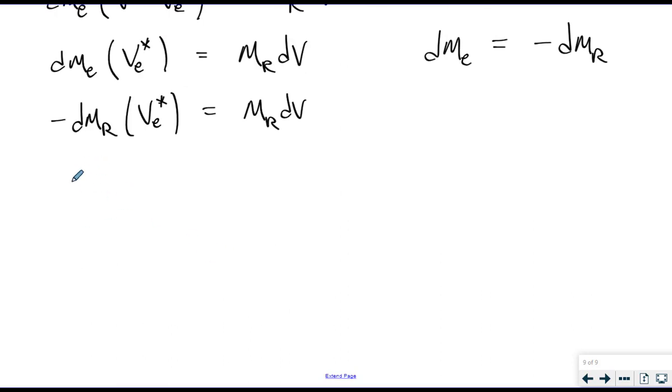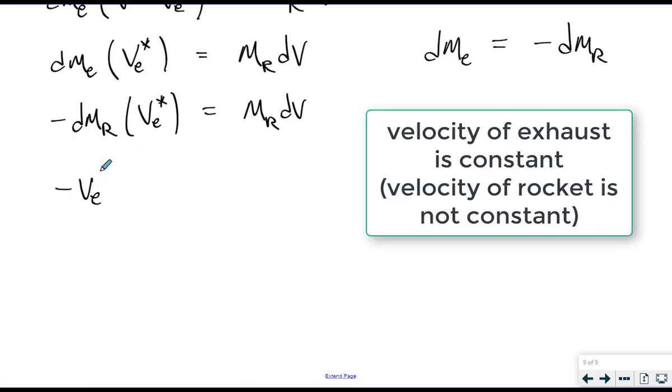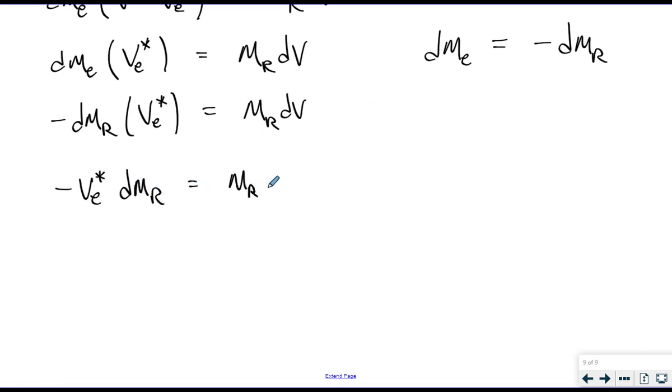So I think what I'll do now is make note of an assumption that I'll take: the velocity of the exhaust for now to be constant. So if that's a constant, I'll put that as a negative ve star. The differential in mass of the rocket is some mass of the rocket, which changes over time, times some differential in velocity. Now, because this is the differential in the mass of the rocket, and here I have the mass of the rocket, I'm going to divide that over to the other side.